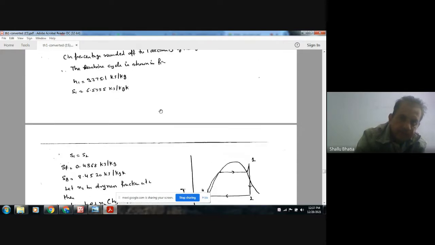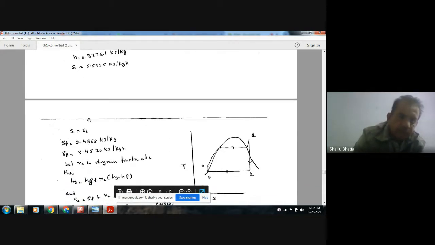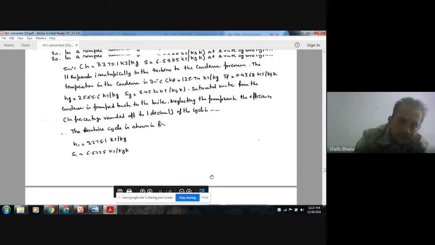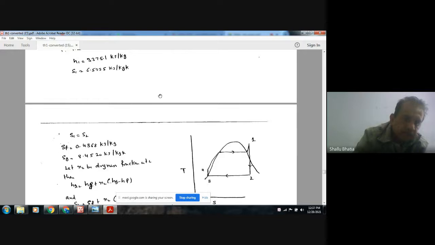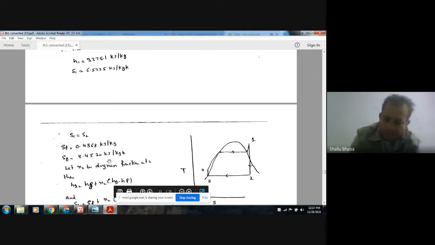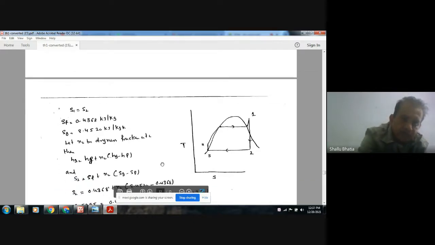H1 is 3375.1 and S1 is 6.5995 kilojoules per kilogram Kelvin. Now S1 is equal to S2. And Sf means S3, at 30 degrees Celsius or condenser temperature. Sf is 0.4368 kilojoule per kilogram Kelvin, and Sg is 8.4520 kilojoule per kilogram Kelvin. So let X2 be the dryness fraction at point 2.